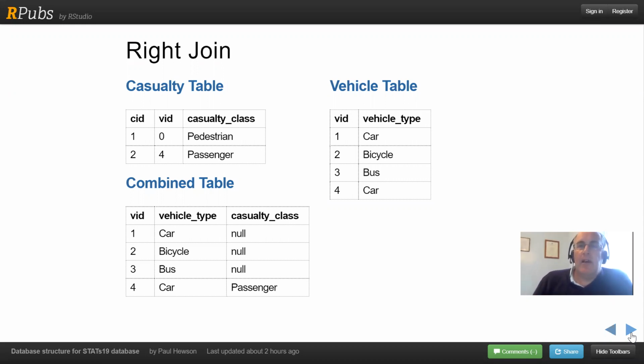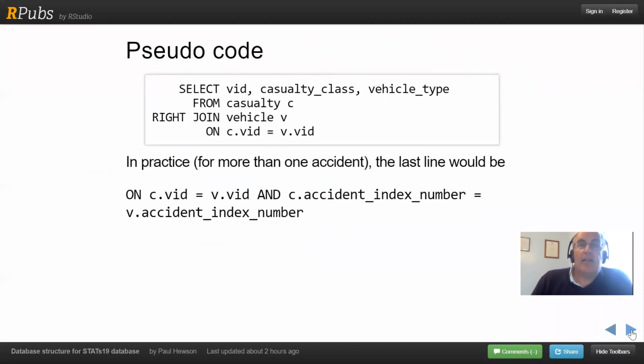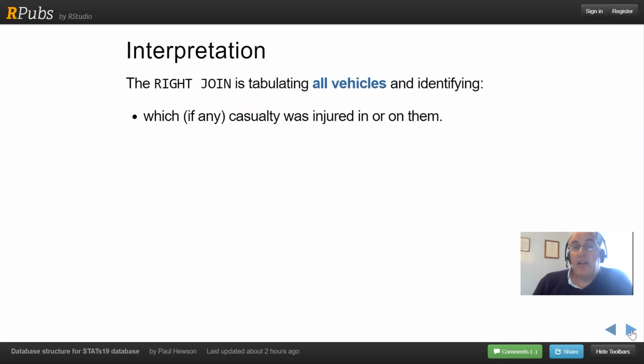Take the vehicle table and add supplemental columns where there's a match and null where there's no match. And in terms of the pseudocode for writing it, again, select the columns I'm interested in from the casualty table. And this time I'm telling it to right join the vehicle table and then specify the relationship on which I'm going to make the matches. The interpretation: the right join is tabulating all vehicles and identifying which, if any, casualty was injured in or on them.